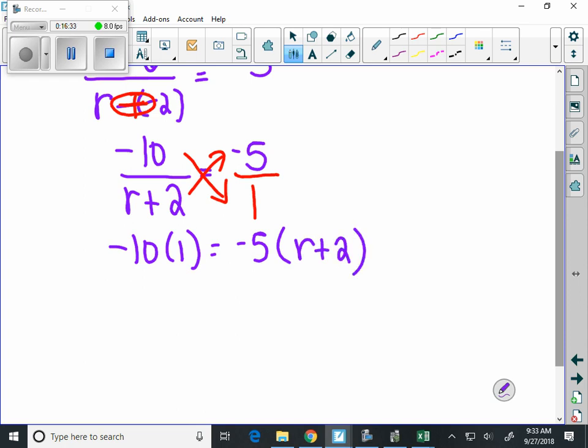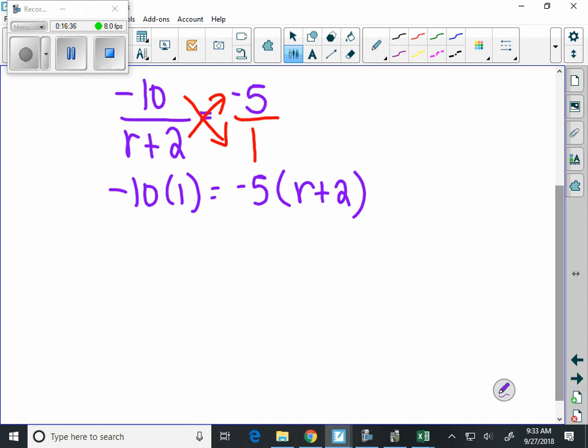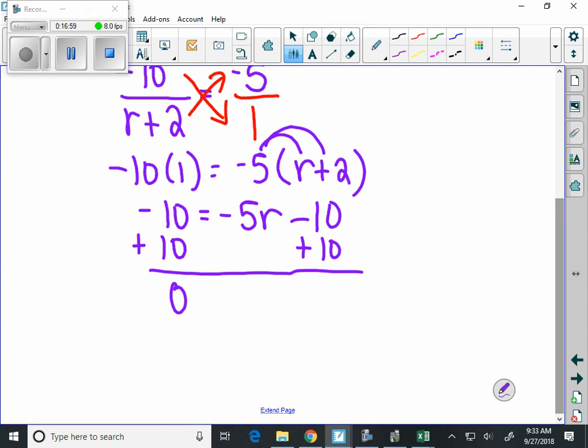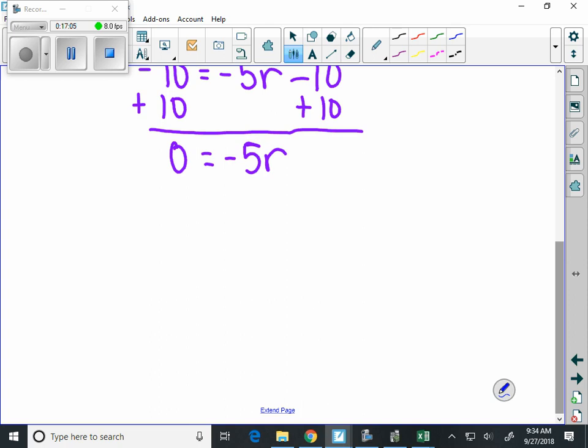And then we're going to use our equation solving skills. -10 times 1 is -10. And then over here we distribute -5r minus 10. Make sure you got the correct sign. And when we finish, or get close to finishing, we're going to add 10 to both sides. So we have 0 equals -5r. And when we undo the multiplication here by dividing, we end up with r equals 0.